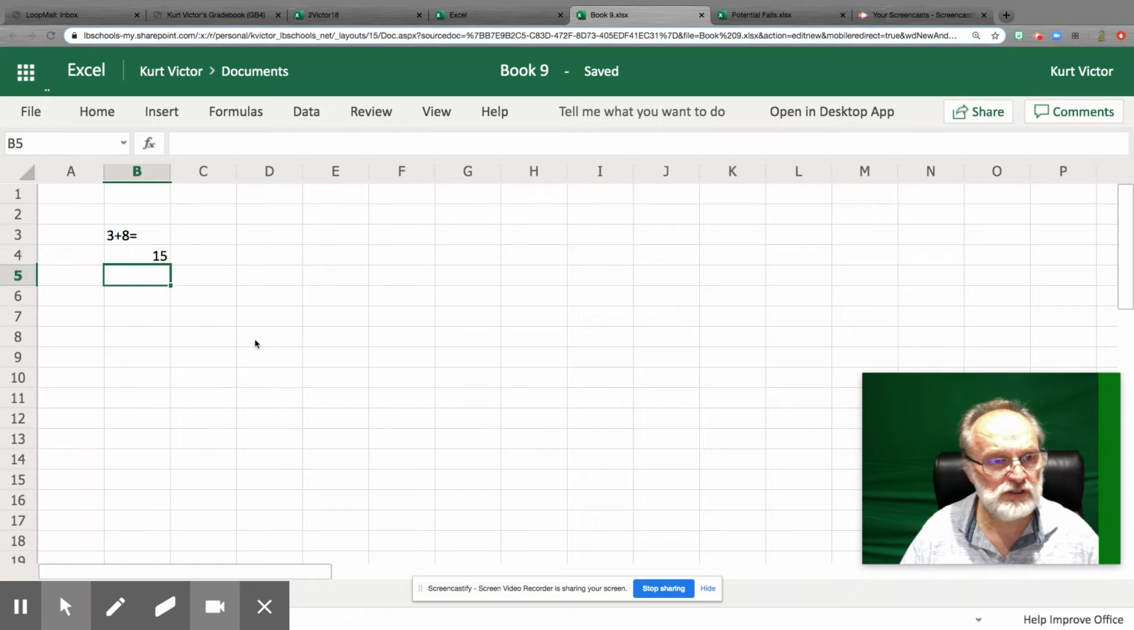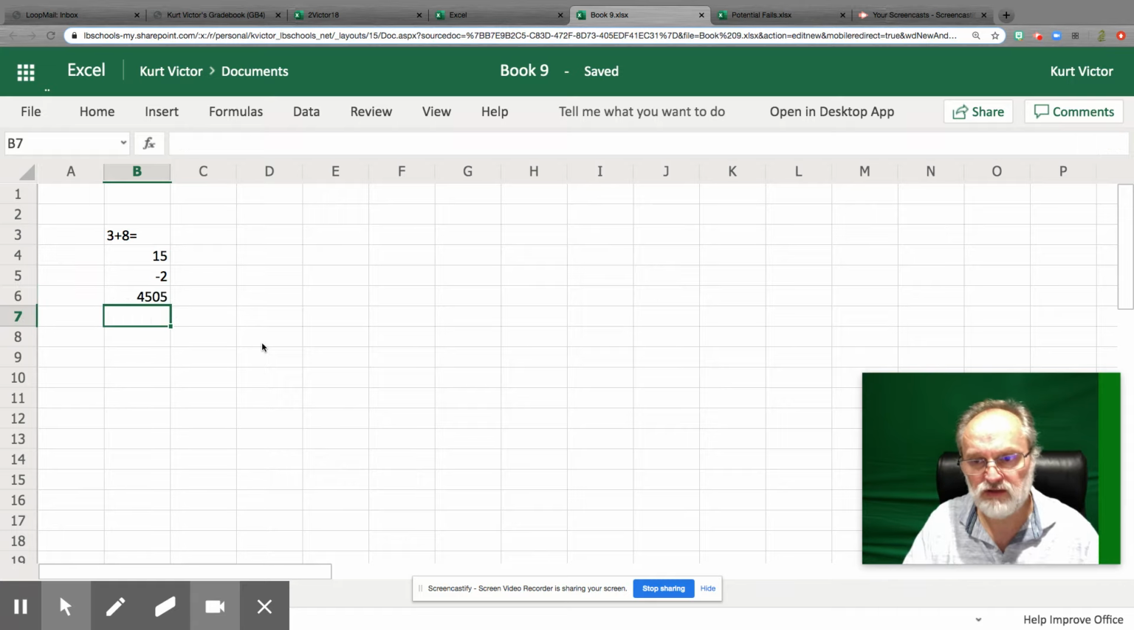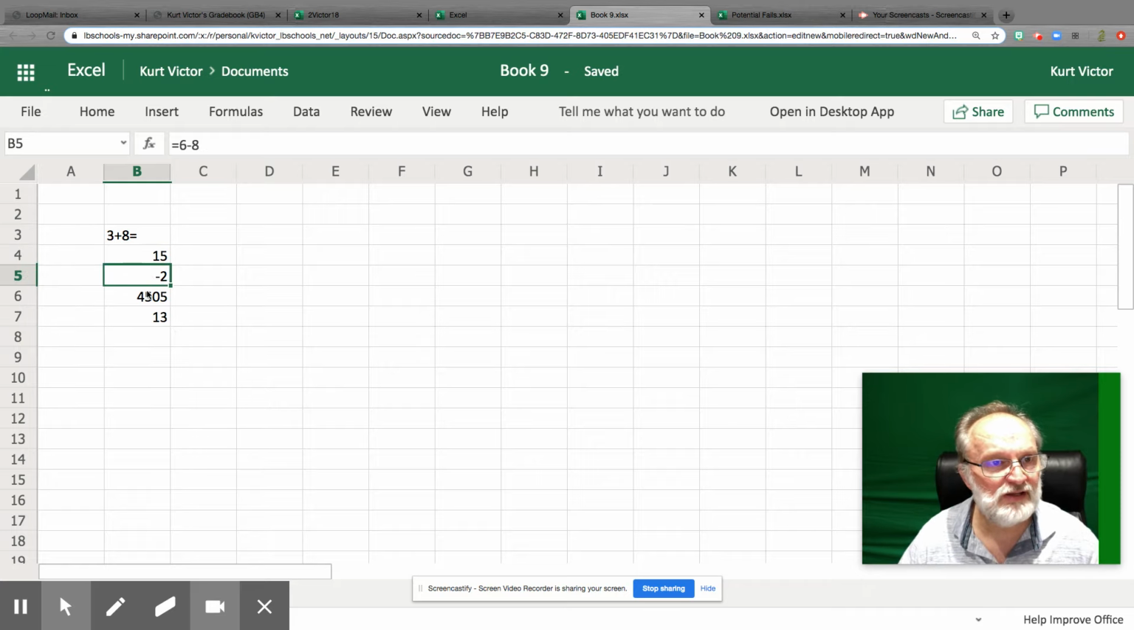In addition to addition, you can do subtraction problems. You can do multiplication problems. Now the one thing that you need to know for multiplication is instead of typing the X symbol as you do in elementary school, you're going to need to use the asterisk symbol. And that is going to be multiplication in Excel. And the division symbol is going to be the slash. So we can add, subtract, multiply, and divide.